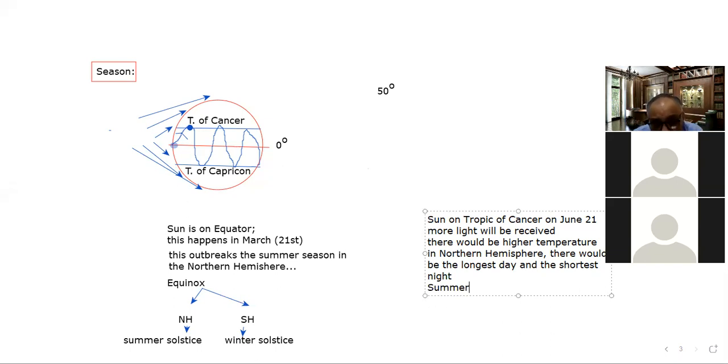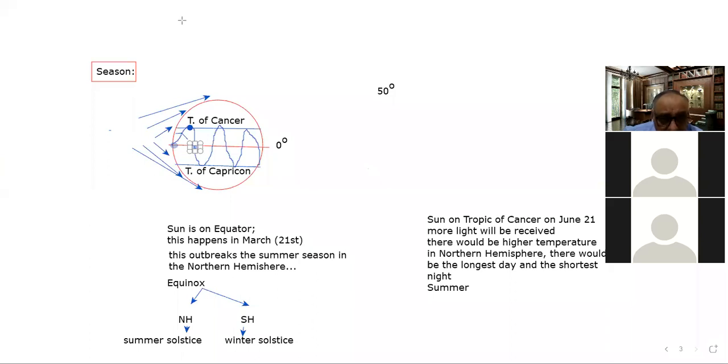With this, the summer season starts in the northern hemisphere, and on this day the winter season would start in the southern hemisphere. Clear point. This is how the seasons change on the earth. Similarly, the sun will be here at this point on September 22nd. The sun will be on the equator again, and the same positions would happen again.